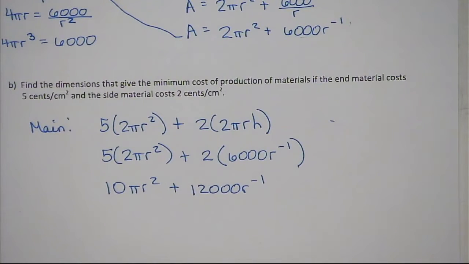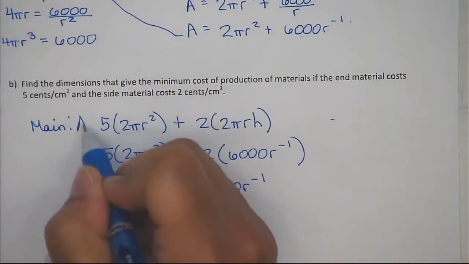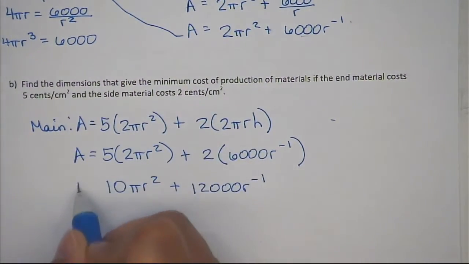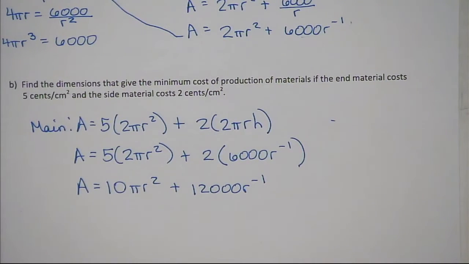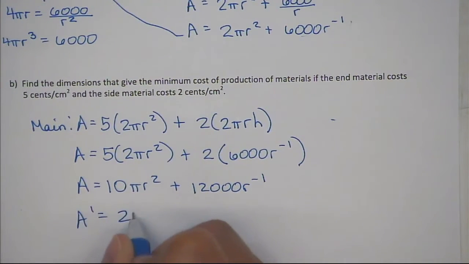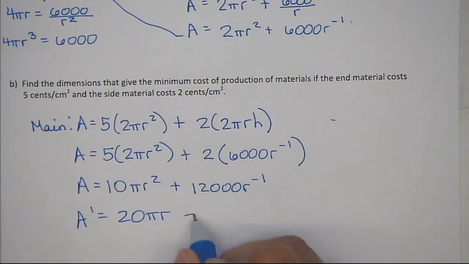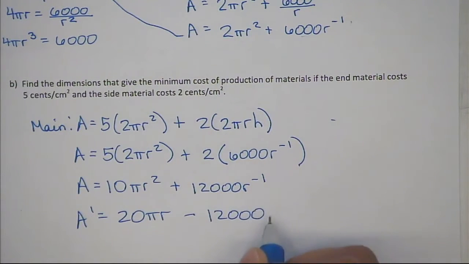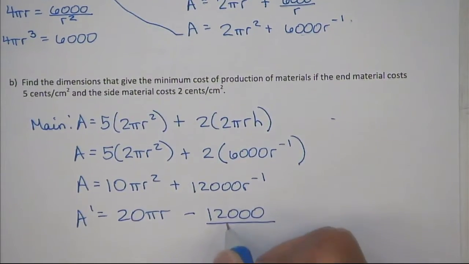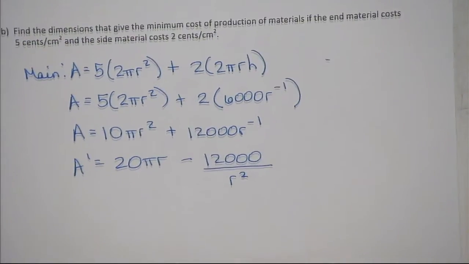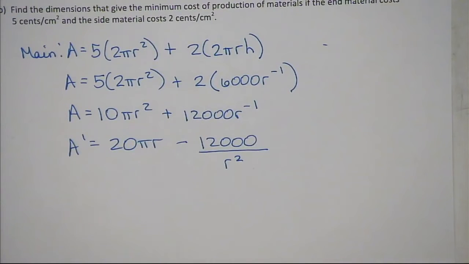And now you're just going to take the derivative of that. All right, so you're going to do the same thing. You're going to do the derivative now. This is added in the cost. So we got 20 pi r minus 12,000 r to the negative 2, which I want to put as r squared again. So it's going to look very similar to the one we just did. So we're going to set that equal to 0 and solve that.